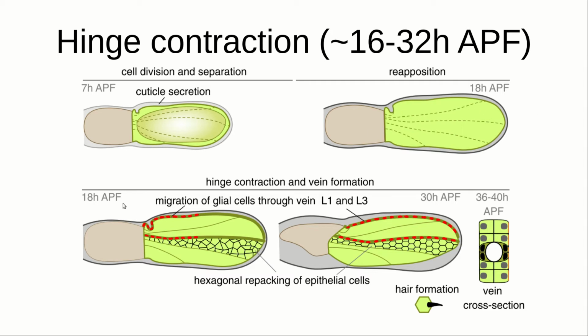At about 16 or 18 hours after pupae, the hinge starts contracting. So the cells get smaller, and this contraction is asymmetrical in such a way that the anterior part contracts less than the posterior part. This contraction pulls from the blade, and the blade gets deformed, so its shape changes and it becomes very similar to the adult form, which is asymmetrical in the anterior-posterior direction.